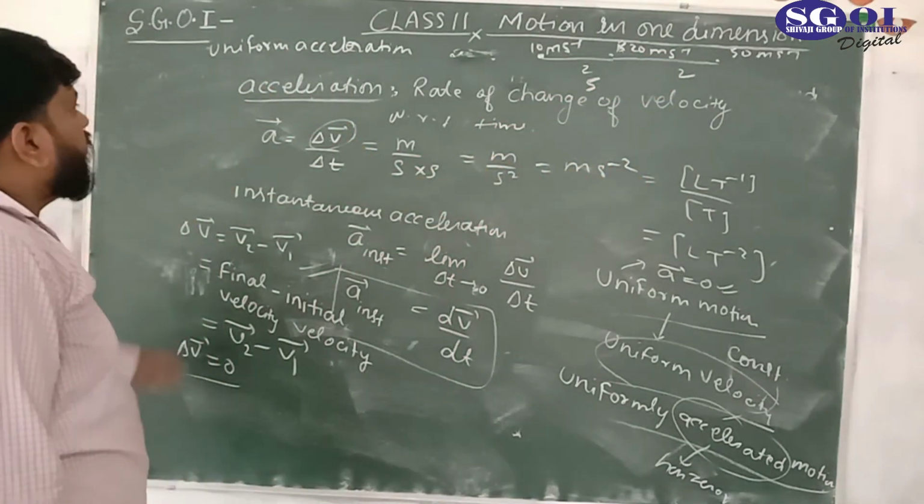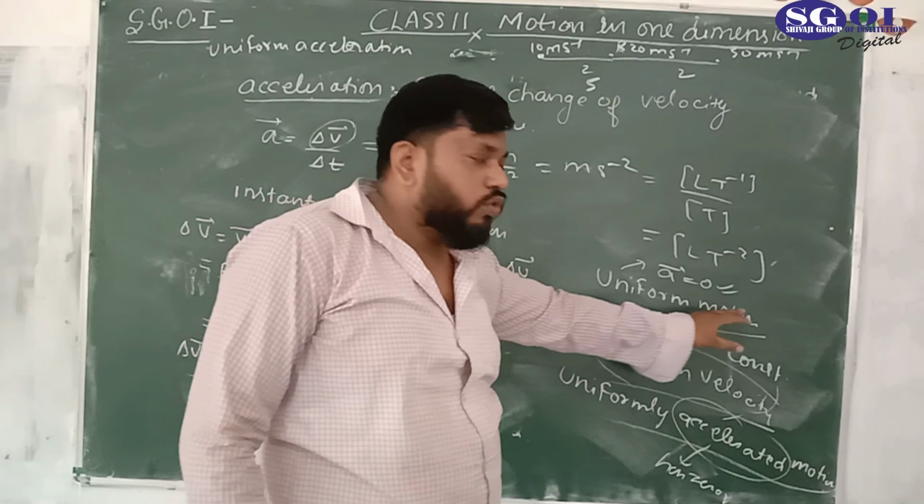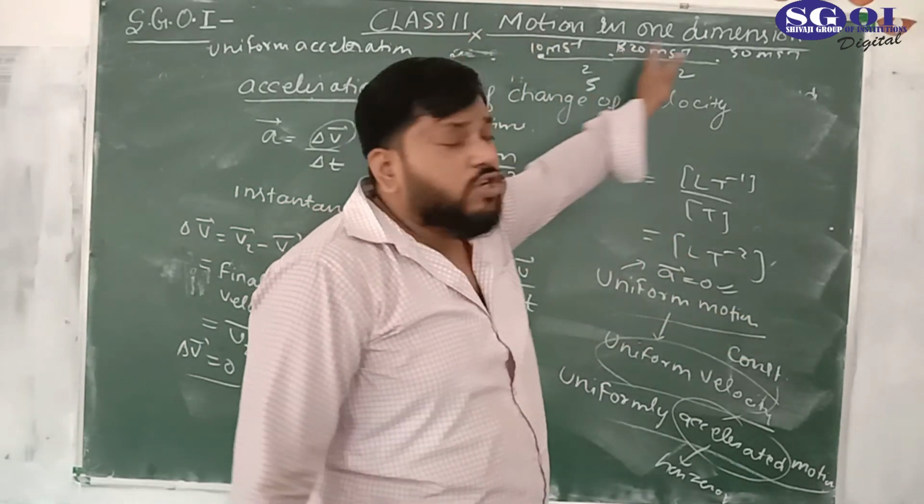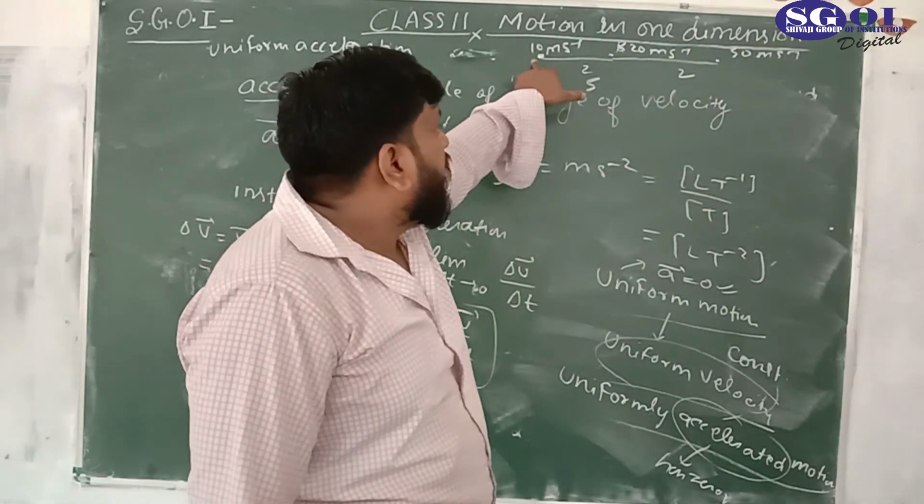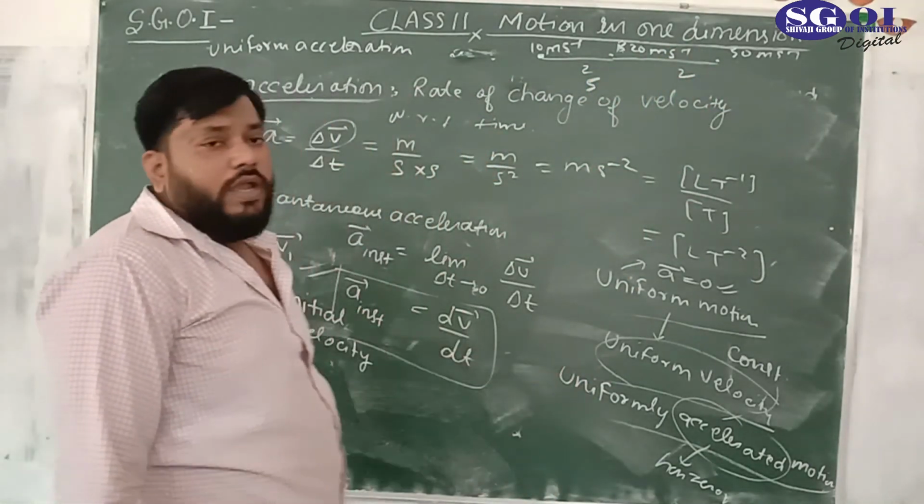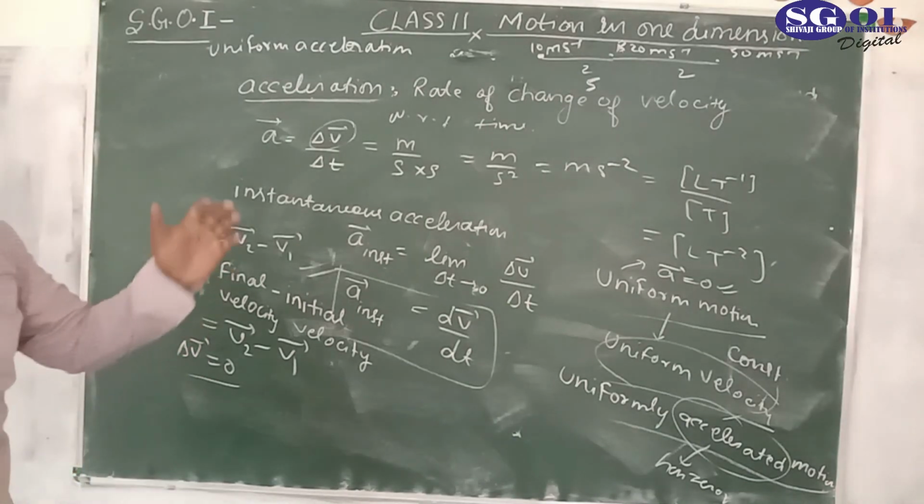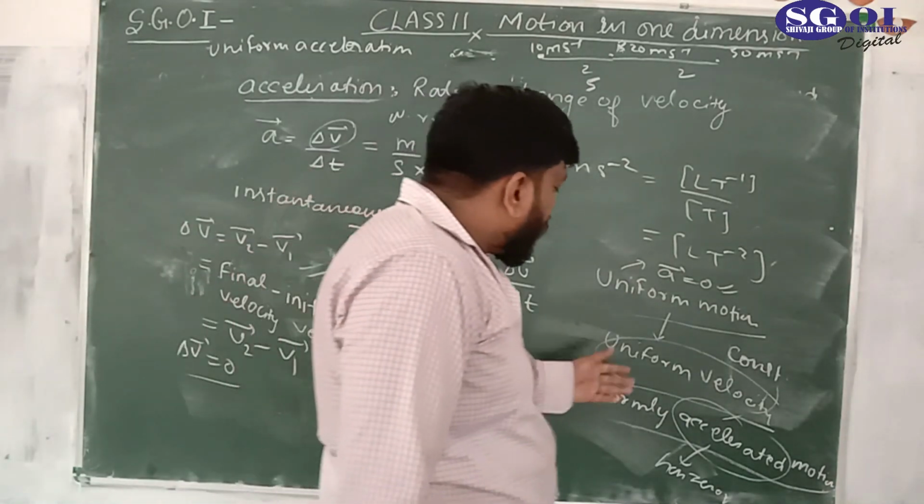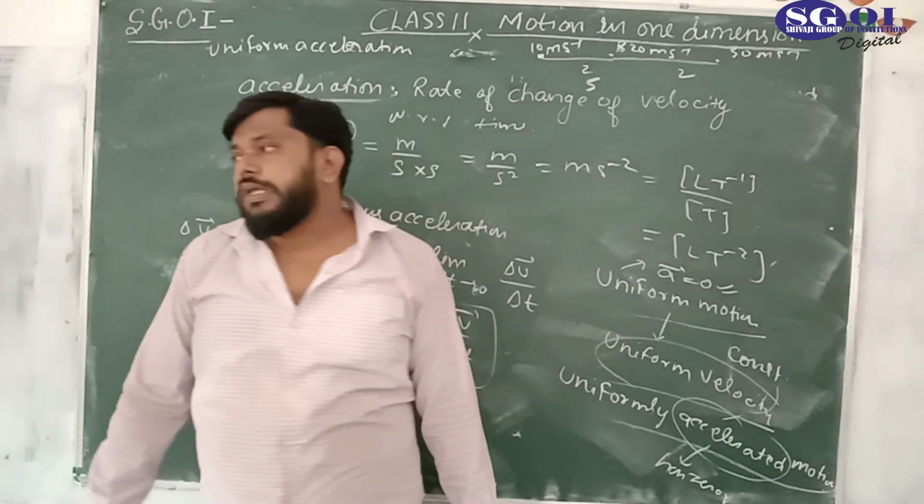So don't confuse uniform acceleration with uniform motion. In uniform motion, velocity is constant. It means if it is 10, it would be 10 again, and 10 again. So both are different. You have to be clear about the difference between these two definitions: uniform velocity and uniformly accelerated motion.